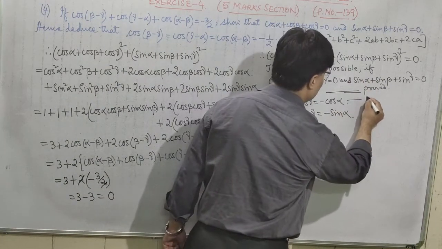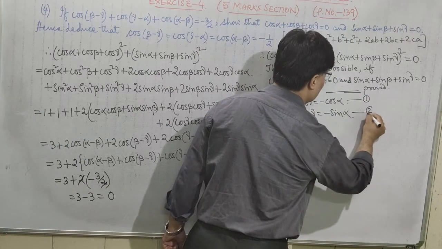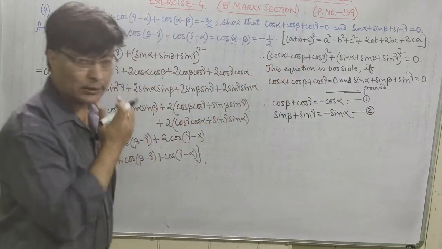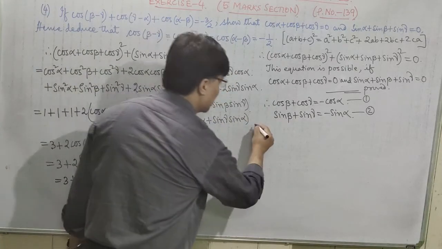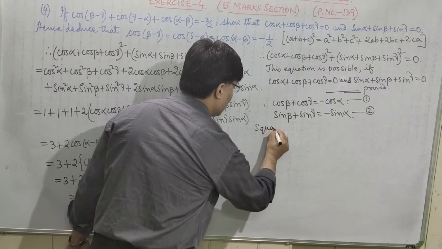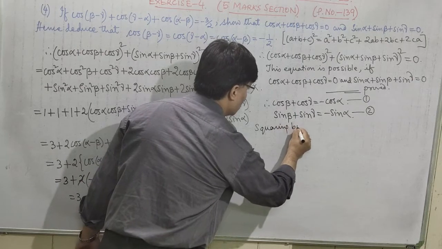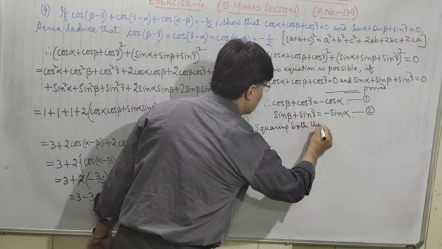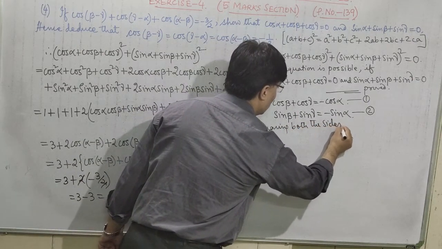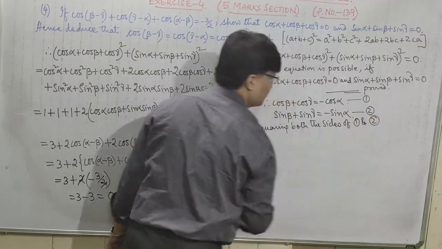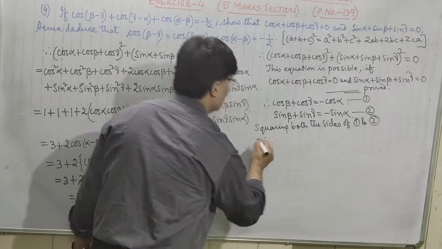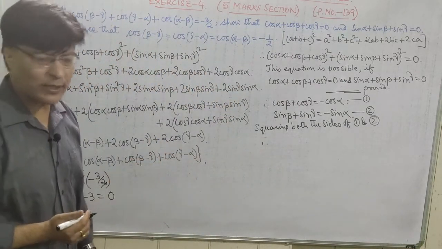So let us mark it number 1 and let us mark it number 2. I think you have understood it. So let us square both the sides of 1 and 2.